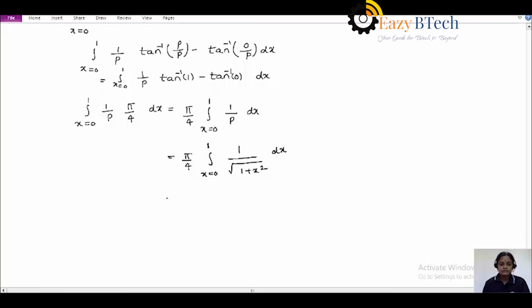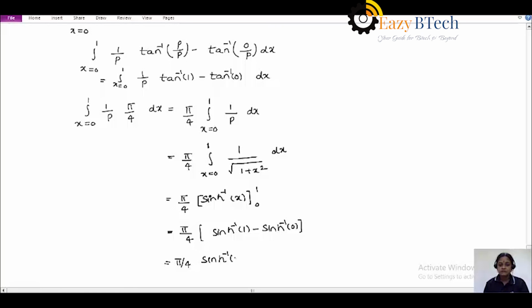Finally we get the value here as integration x is equal to 0 to 1, 1 by root of 1 plus x square. Then the integration of this is sin h inverse x within the limits 0 to 1. So pi by 4 into sin h inverse 1 minus sin h inverse 0. Then pi by 4 sin h inverse 1, and sin h inverse 0 is nothing but 0 only.